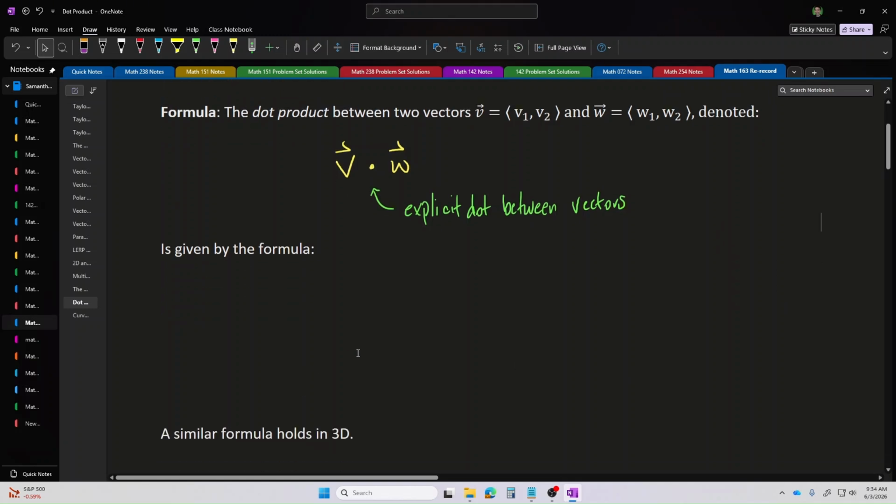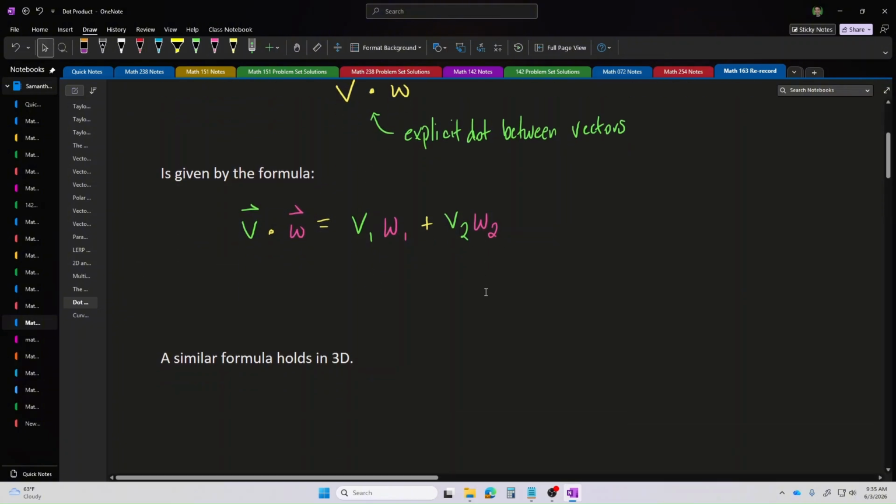If you want to calculate the dot product between these two vectors, here is the formula. I have a vector v dotted with a vector w, and the formula is: take the first entry of v, the x component of v, and multiply it by the x component of w. Then add the y component of v multiplied by the y component of w. So x component times x component plus y component times y component. This is the dot product of these two vectors.